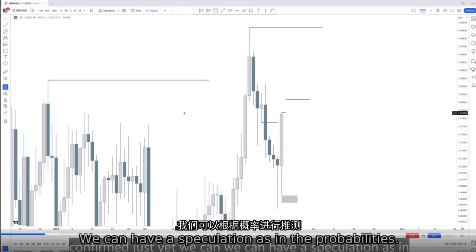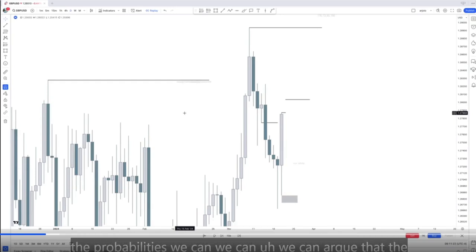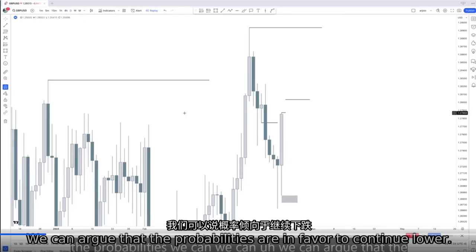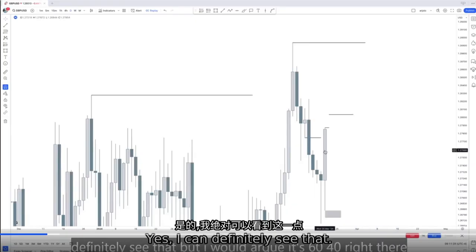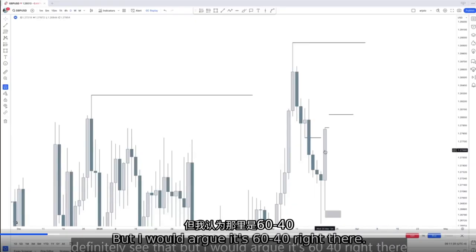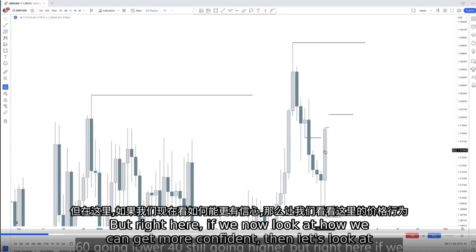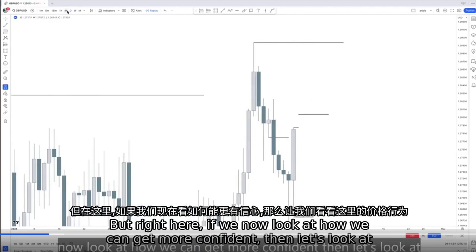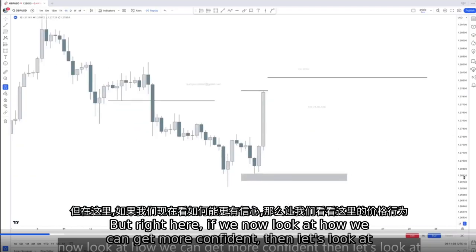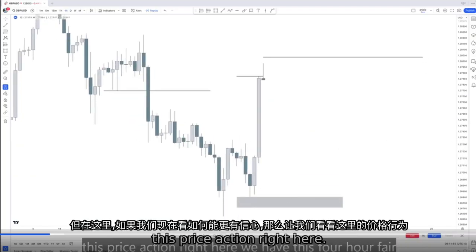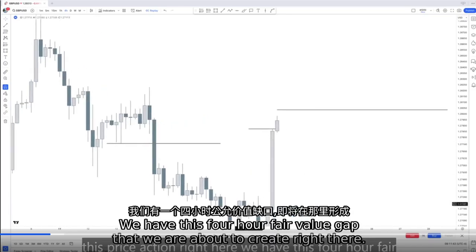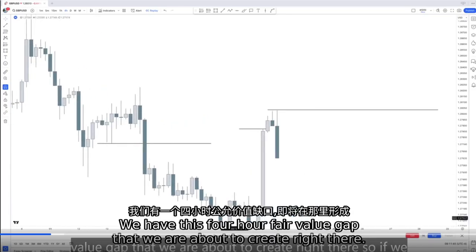We can have a speculation as in the probabilities. We can argue that the probabilities are in favor to continue lower. Yes, I can definitely see that, but I would argue it's 60-40 right there. 60% going lower, 40% still going higher. But right here, if we now look at how we can get more confident, then let's look at this price action right here. We have this 4-hour fair value gap that we are about to create right there.